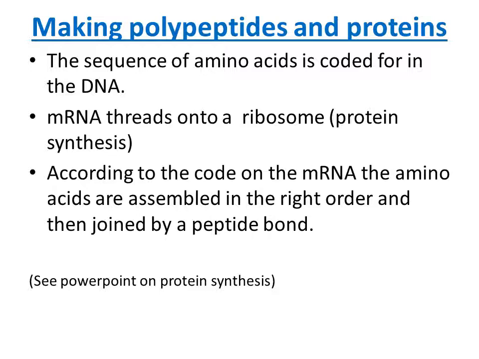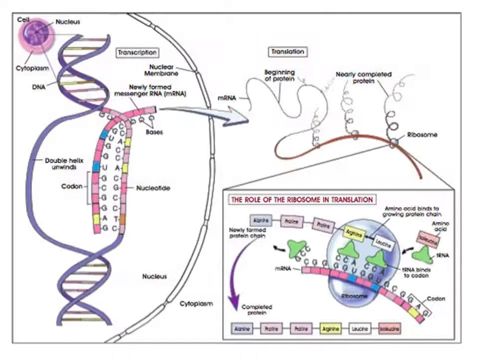You'll need to have a look back at the PowerPoint on protein synthesis to remind yourself about that, but the next slide just summarises the main points of protein synthesis. You can see here that in the nucleus we have transcription going on, where the messenger RNA is being created onto the template strand of DNA, and then this passes through the nuclear pores into the cytoplasm, where it's translated on the ribosome, and then this results in the creation of a polypeptide chain.